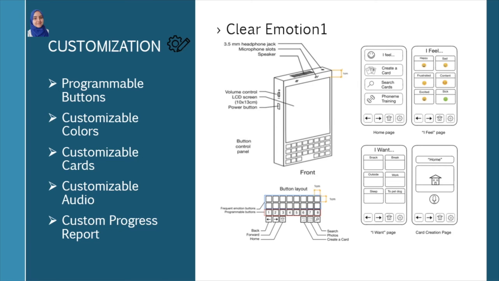Customization. The Clear Emotion 1, as shown in the picture to the right, has many features that ensure it is customizable. The 5 main features are its programmable buttons, customizable colors, cards, audio, and its custom progress report. Firstly, the device includes tactile buttons that the user can program to suit whatever emotion they want it to represent.